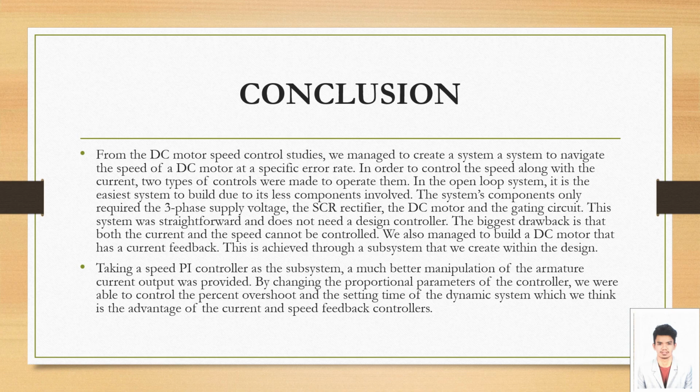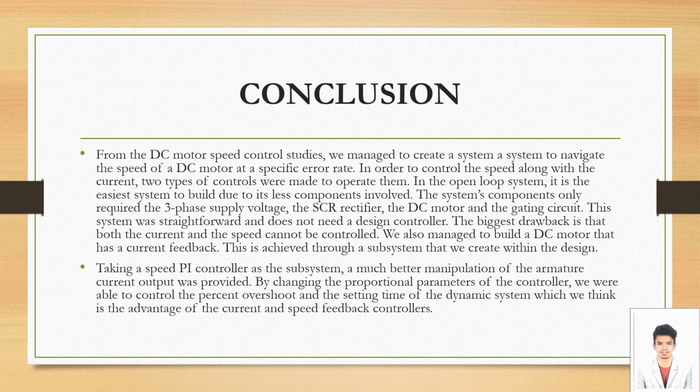The general conclusion from the DC motor speed control studies is that we managed to create a system to navigate the speed of a DC motor at a specific error rate. The system's components only required the three-phase supply voltage, the SCR rectifier, the DC motor and the gating circuit. This system was straightforward and does not need a design controller.